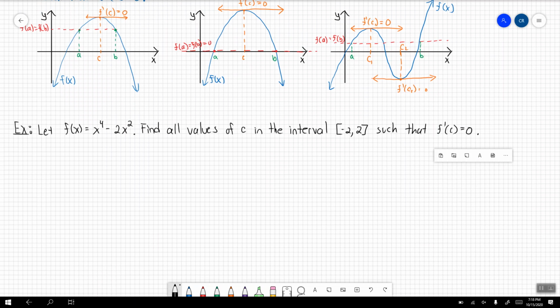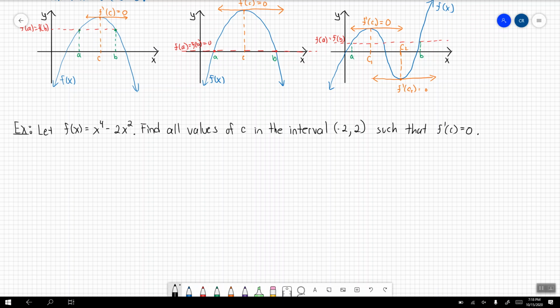Oops, my apologies. I wrote this as a closed interval, and since I'm saying find all values of c in this interval, the value for c cannot be one of the endpoints. That's what this open interval means. So the bounded interval for the function is a closed interval, but the differentiable interval does not need to be a closed interval. That one can be an open interval.